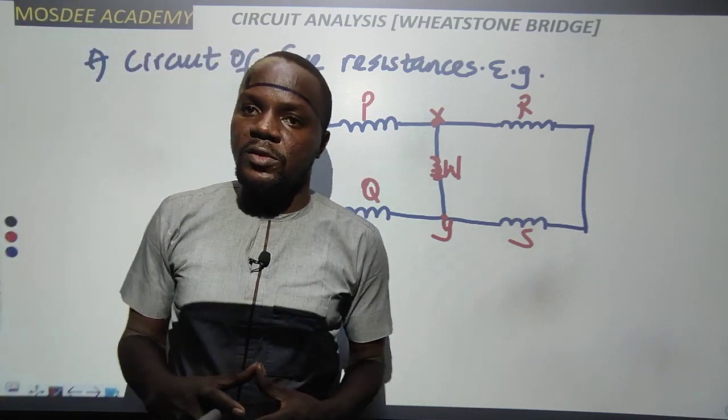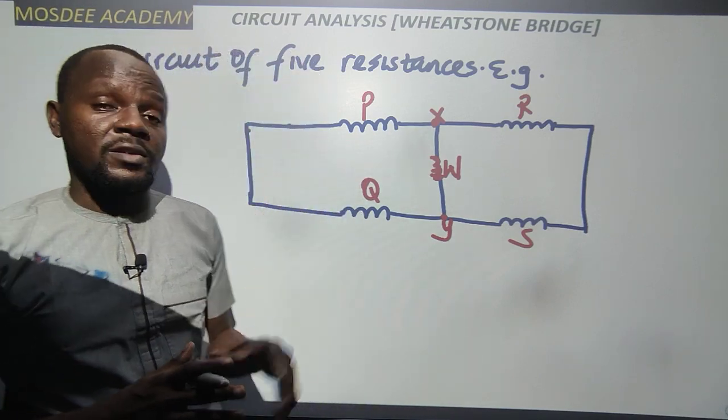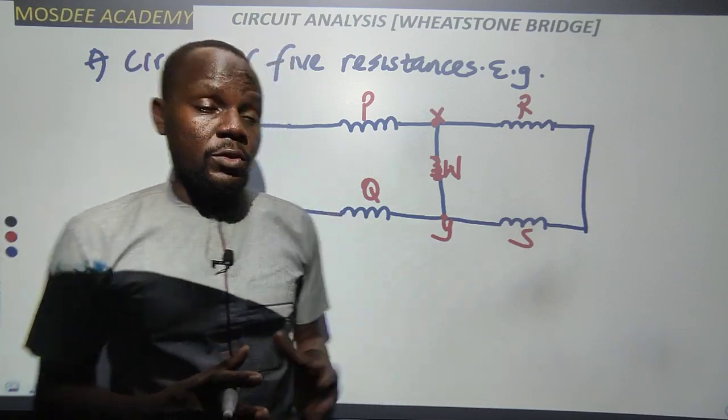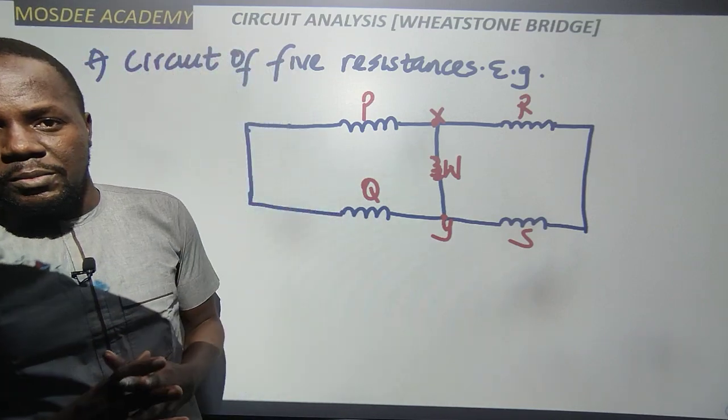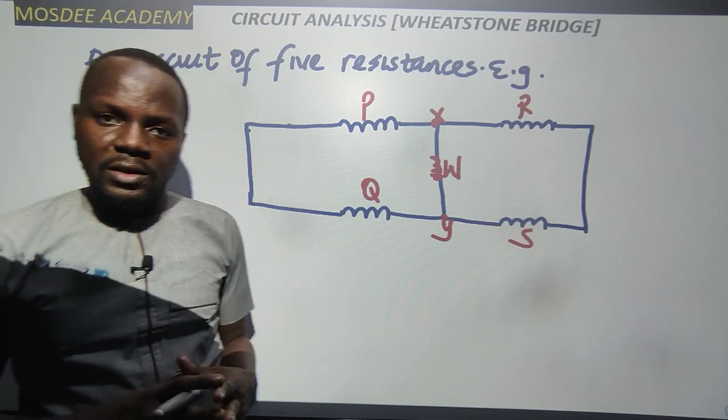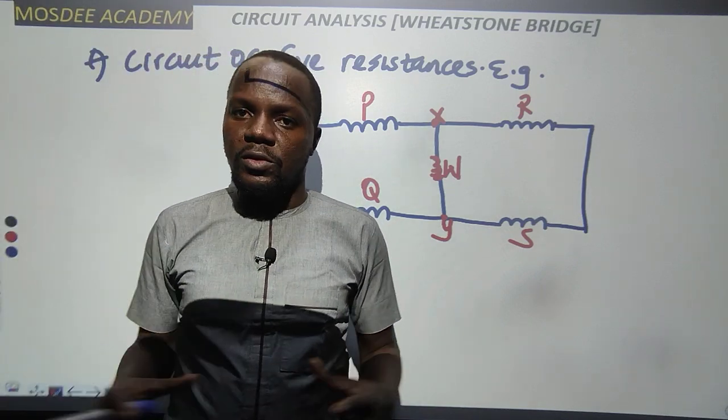Now, to understand the concept and how we solve it to get the equivalent resistance in a simple Wheatstone bridge, or what we call a balanced Wheatstone bridge: how do we call it balanced? How do we know it is balanced? How do we know it is unbalanced?